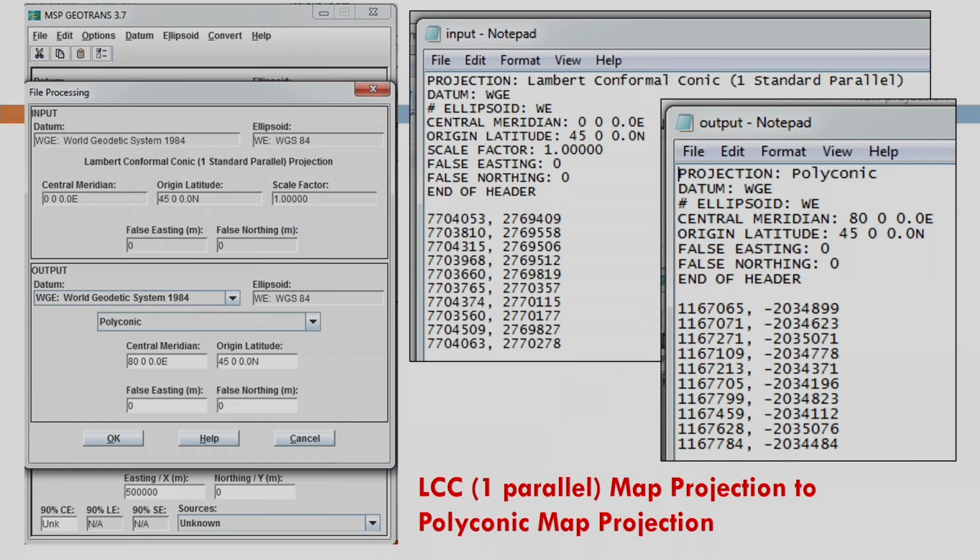Going ahead, now I am doing the same example for the LCC one parallel map projection to polyconic. Okay, so well, I have already shown one example, now I am putting in another example. Only because of one standard parallel, we have slightly different information. We have information only for one standard parallel. So we have the output here according to the polyconic map projection, right?